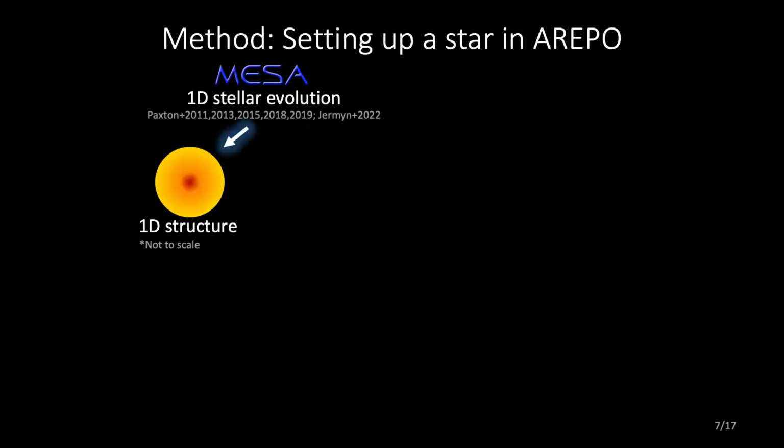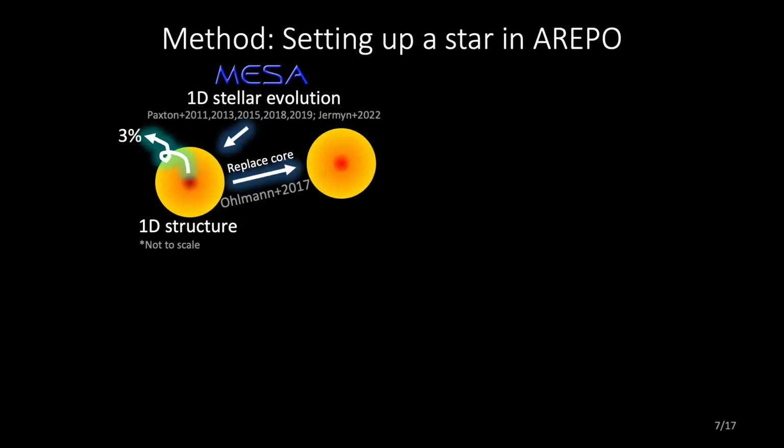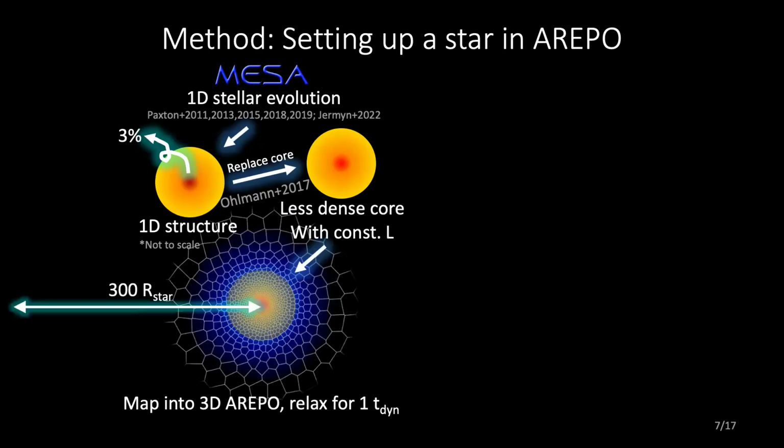For me, I come from a group where we are interested in massive stars. How do we actually set up a star in AREPO? The way we do this is that we take a 1D profile from a 1D stellar evolution code, and then we take out the inner 3% of the star, because the core of the star is still too dense to be simulated in 3D. Then we replace this core with a point mass at the center, and we apply a constant luminosity at the center to heat up the star from below. We map this into 3D, and the whole simulation box is 300 times larger than the star itself, so we don't have to worry too much about boundary effects.